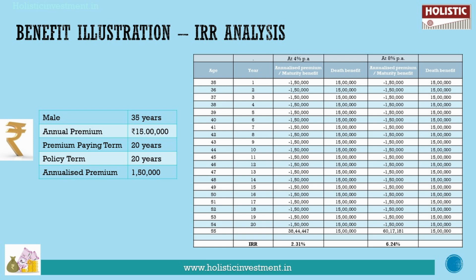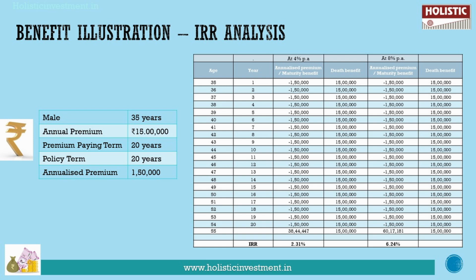investing in this policy. So let us assume that a 35-year-old male buys this policy for a sum assured of 15 lakhs. He pays a premium of 1.5 lakhs for the next 20 years, and the policy term is also 20 years. We are going to calculate the IRR here through the website calculator given on the India First Life Radiant Smart Invest Plan website and also through the figures they have mentioned in the policy brochure.